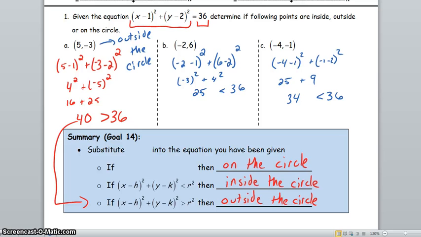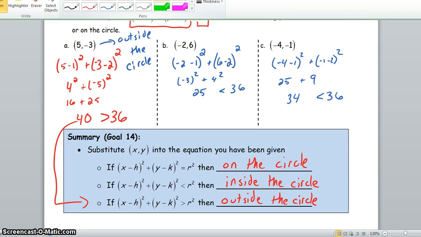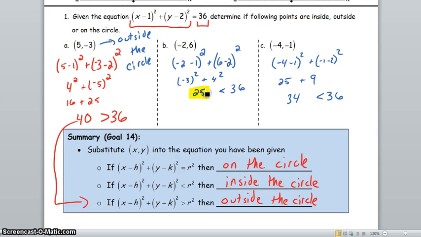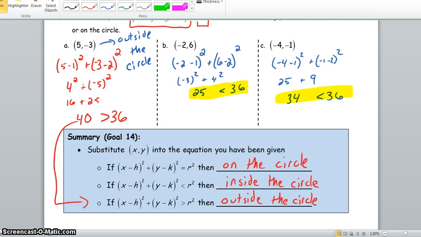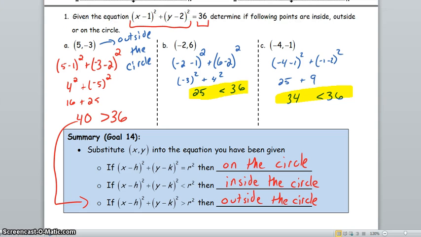And through the magic of screencasting, the answers have appeared. We see that in both cases, the value is less than our radius squared. That means in both cases, the point is inside our circle.